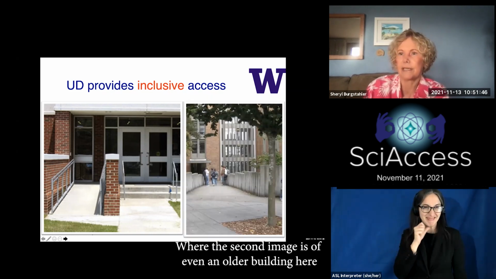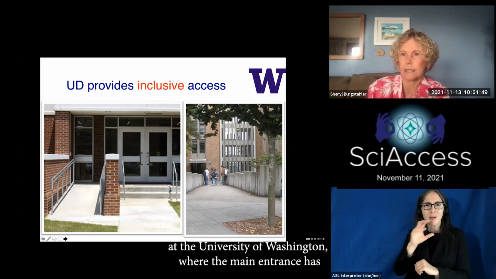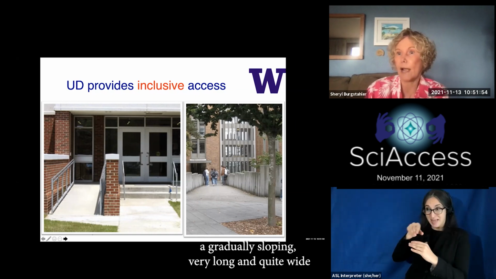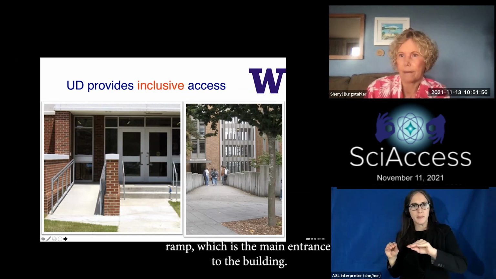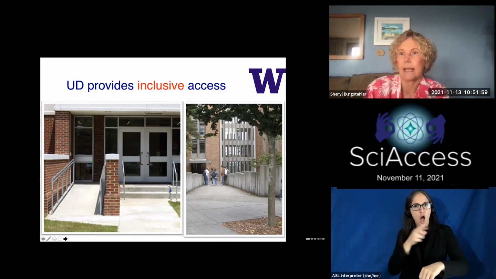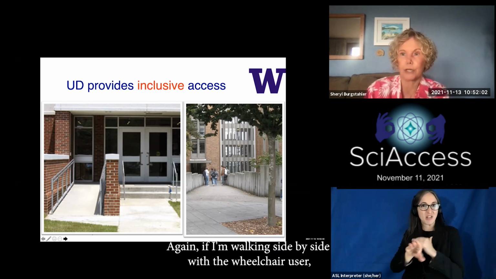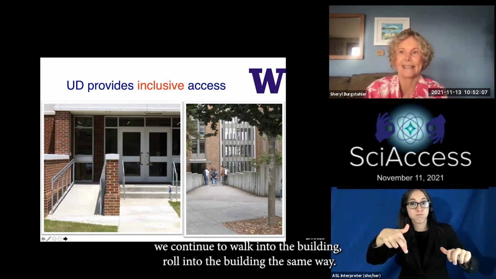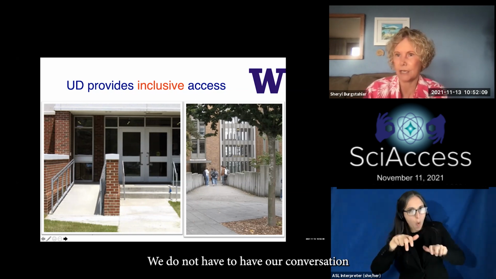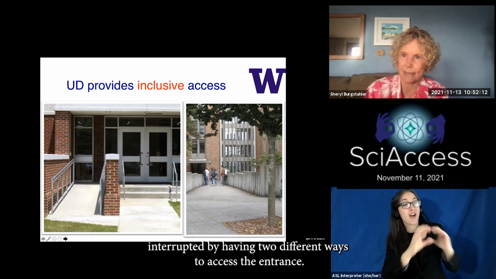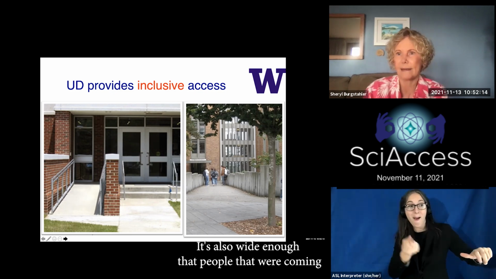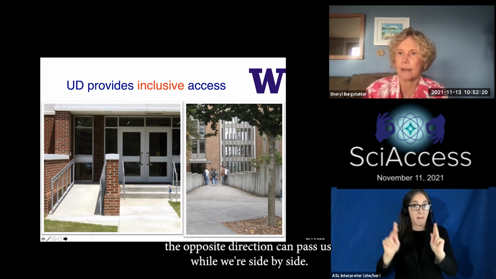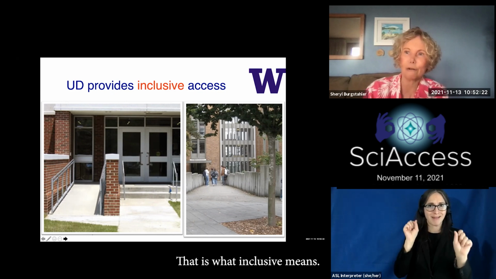Where the second image is of even an older building here at the University of Washington, where the main entrance has a gradually sloping, very long and quite wide ramp, which is the main entrance to the building. Again, if I'm walking side by side with a wheelchair user, we continue to walk into the building, roll into the building the same way. We do not have to have our conversation interrupted by having 2 different ways to access the entrance. It's also wide enough that people that were coming the opposite direction can pass us while we're side by side. That is what inclusive means.